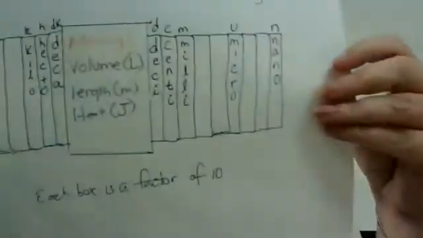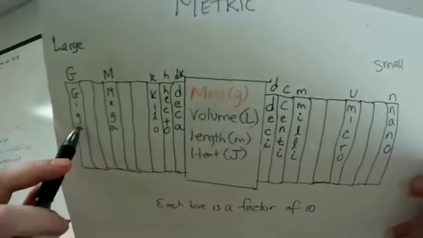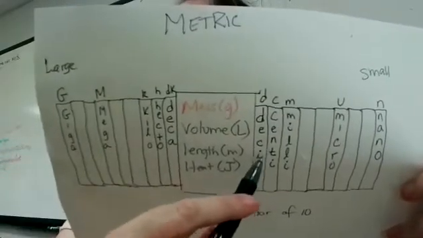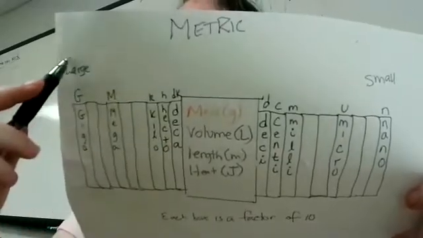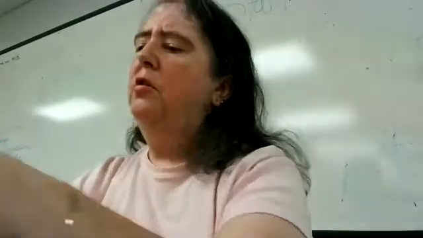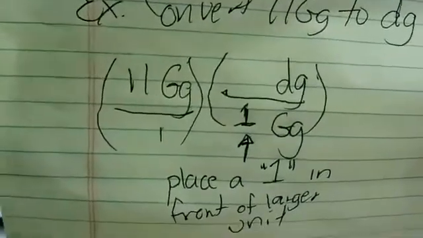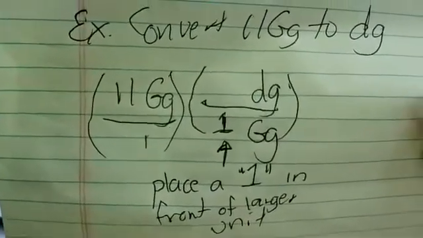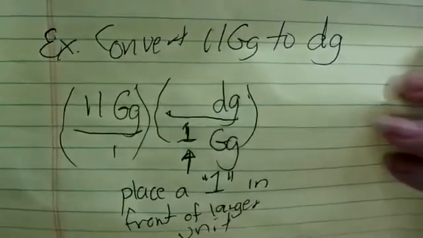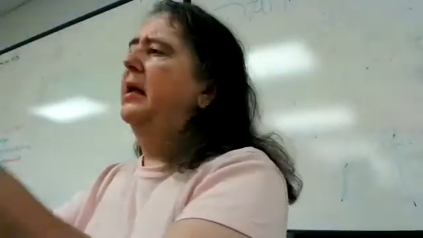So let's go back to our metric boxes. Gigagrams is over here, right here. Decigrams over here. So gigagrams is definitely larger than a decigram. So I'm going to put the 1 in front of the gigagram, right there. Now we have to figure out how to use our metric boxes and figure out what number to put up top. I'm going between gigagram and decigram. So let's look back at the metric boxes.